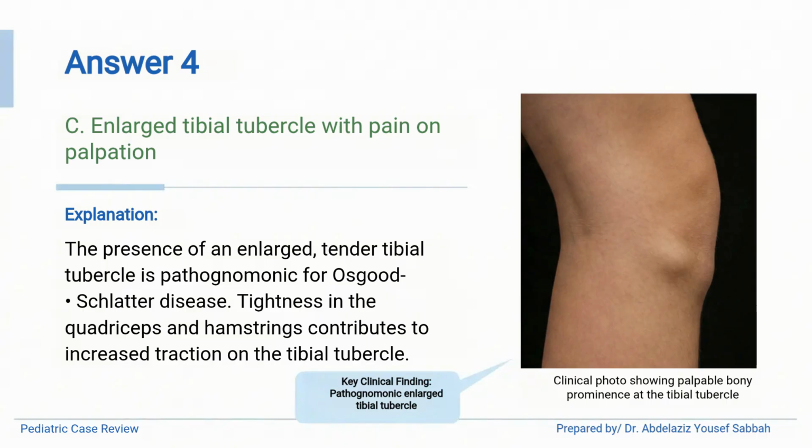A positive anterior drawer sign would indicate anterior cruciate ligament injury. Medial joint line tenderness suggests meniscal pathology. Hyperextension at rest is not a feature of Osgood-Schlatter disease.